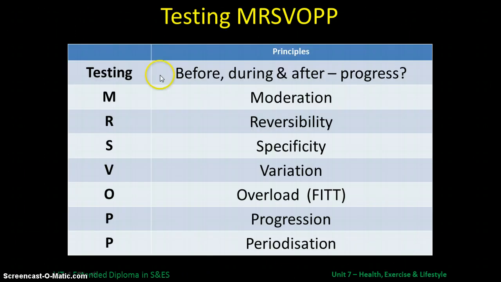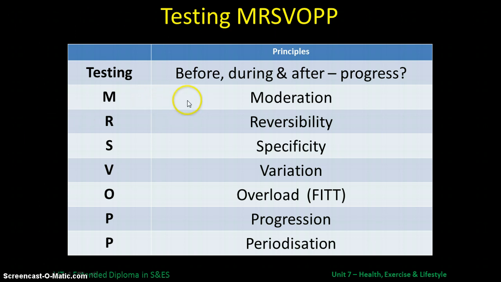So here's the acronym then, Testing Mrs. VOP. Obviously there might be some testing in your program because you want to know the baseline starting point of your client's physical fitness levels, and you might do this a couple of weeks in, or once or twice throughout the program, but you'd almost definitely do it at the end as well, because you want to know if your program's had any effect and if they've actually improved. So testing's pretty central to any program when you're looking for change.